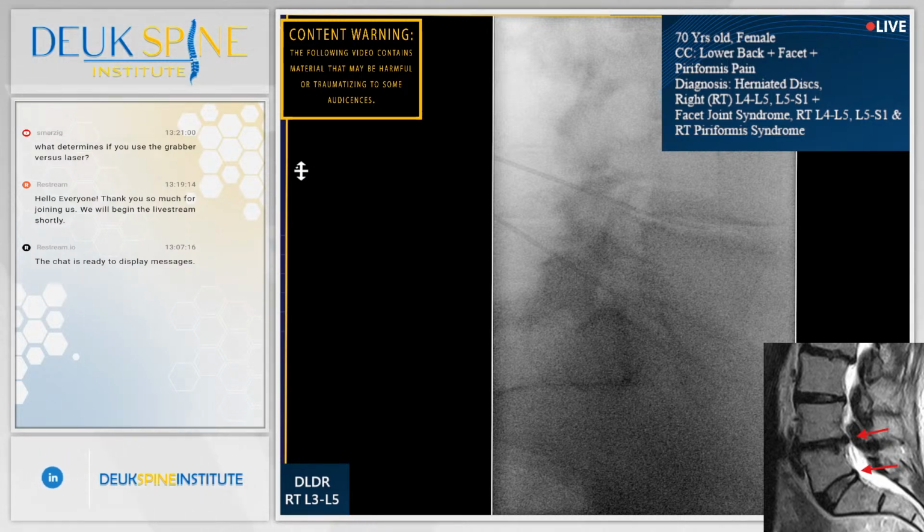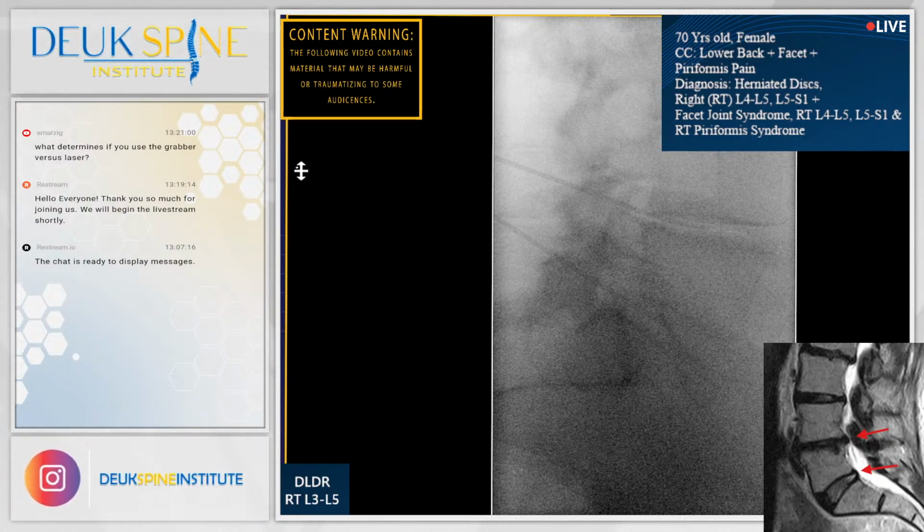Yes, this is coming from Smarzik from YouTube. What determines if you use a grabber versus the laser? Yeah, so what determines if I use the metal grabbers to pull out pieces of herniation versus the laser? The grabber, I go grab pieces of herniation that are already loose and released. With the laser, I can release the pieces of herniation that are stuck to the annular tear from scar tissue.